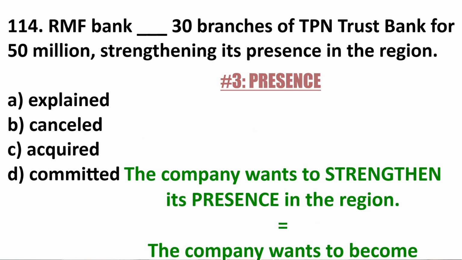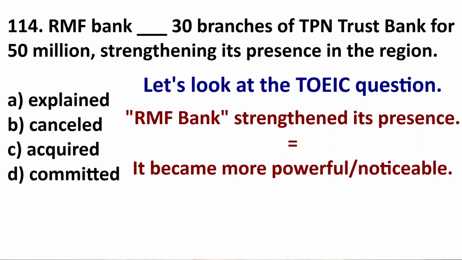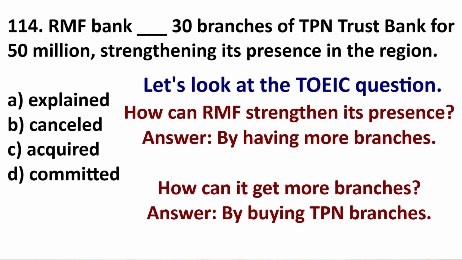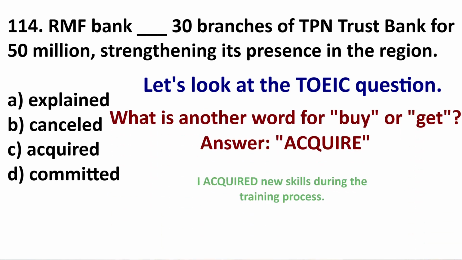Okay, back to the TOEIC question. We know that RMF became more noticeable in more places in the region. So it strengthened its presence. How can it do this? By having more branches. You see more stores. How can it get more branches? By buying TPN's branches. What is another word for buy or get? Acquire.